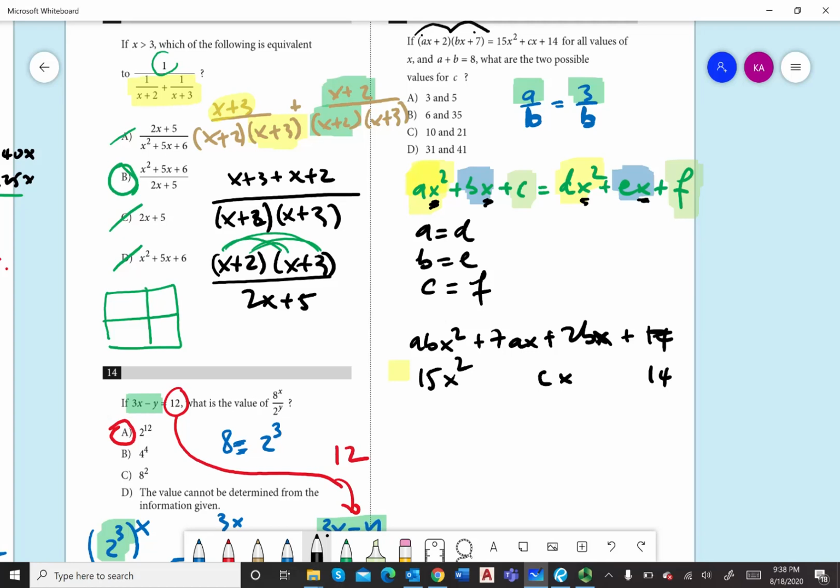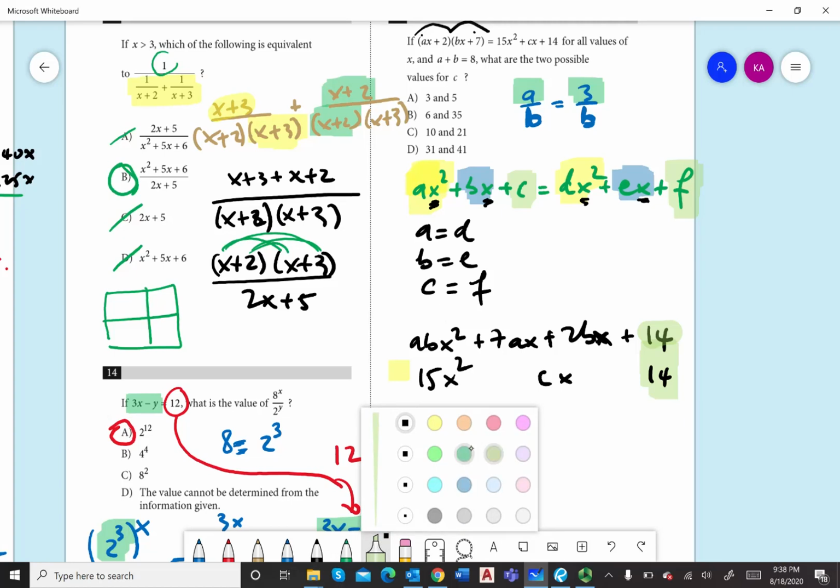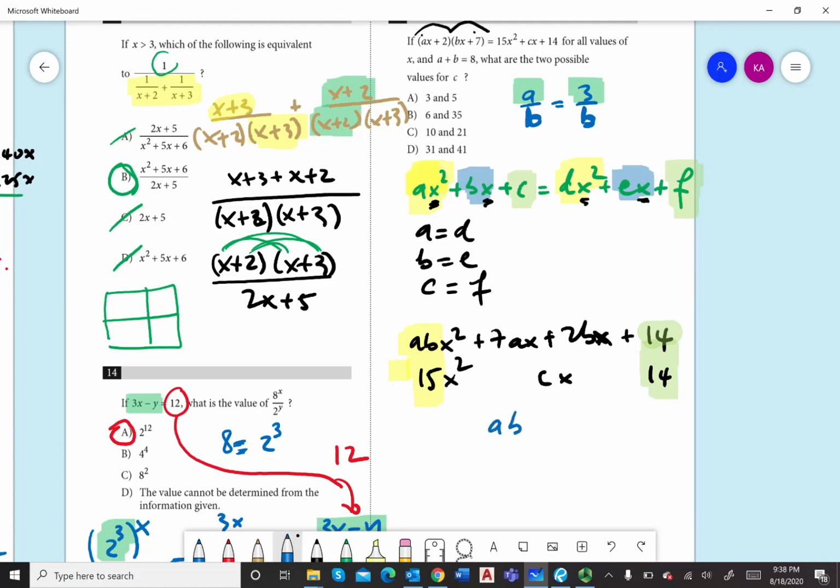Well, you can see that the 14s are already equal. So there we have nothing else to do. But here, AB has to be 15, right? So we can just write AB is equal to 15. Okay, and we're interested in AB, so we can use that with the other equation that is given to us to find our answer. Okay, so AB is 15 and A plus B is 8.